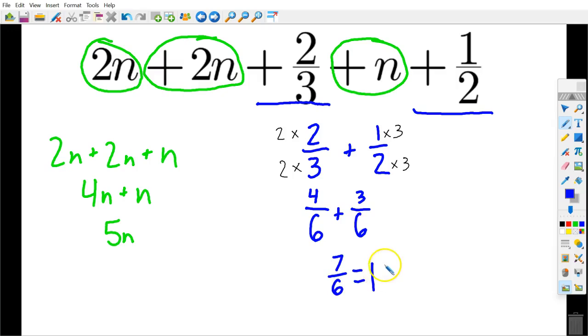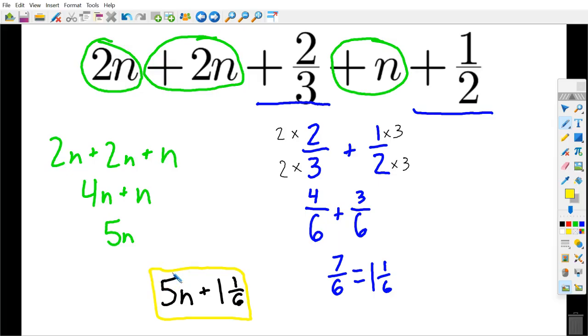And 7 over 6 is 1 and 1/6. So our expression will be 5n plus 1 and 1/6. You can box it up, ship it out, because it is good to go. Good to go. Way better. That sounded way better. All right.